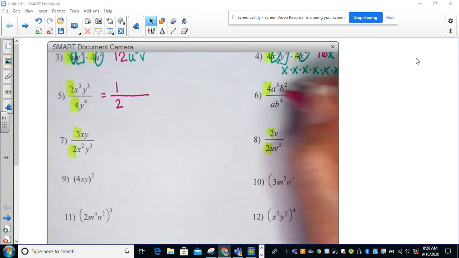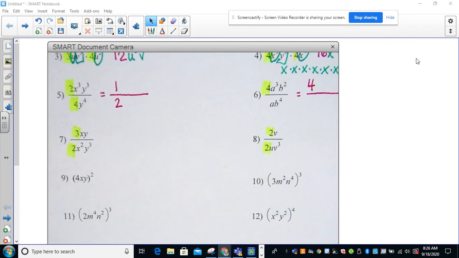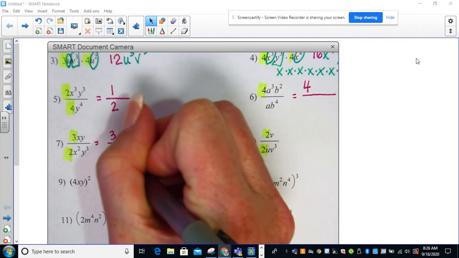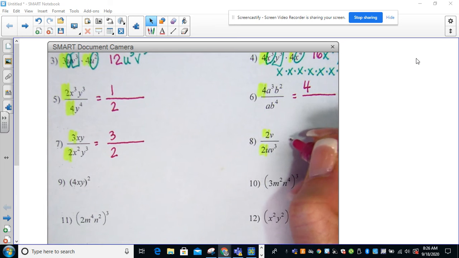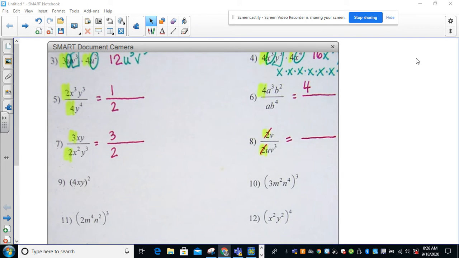So that part's done. This one doesn't have anything but a 4, so we're going to leave the 4 there. This one is 3 over 2. That cannot be simplified. We don't want to change it to a mixed number, so we're going to leave it. And then 2 over 2 actually cancels each other out. So those are gone.